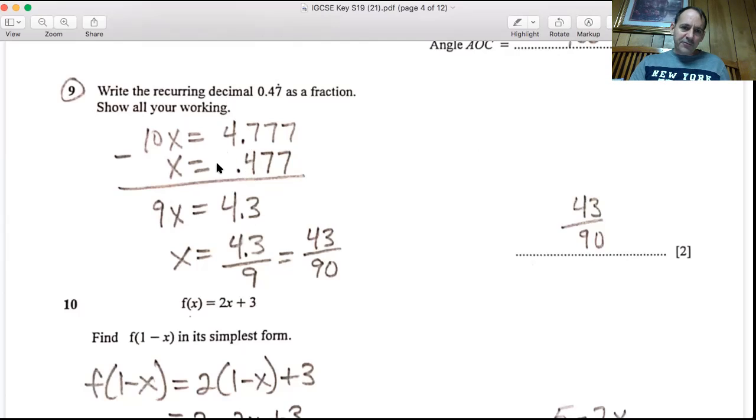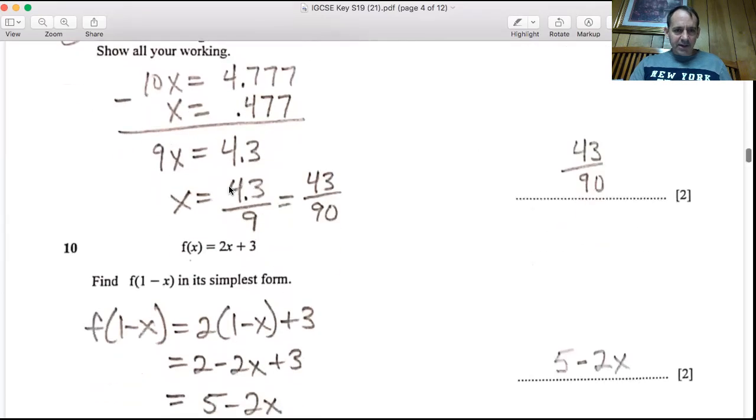On this side, you have 4 minus 0 is 4. Over here on this side of the equation, equal sign, we have 10x minus 1x is 9x. And then divide by 9. So we get 4.3 over 9. Don't leave it like that. You're not allowed to have decimals in a fraction. So we need to move that decimal over one place.